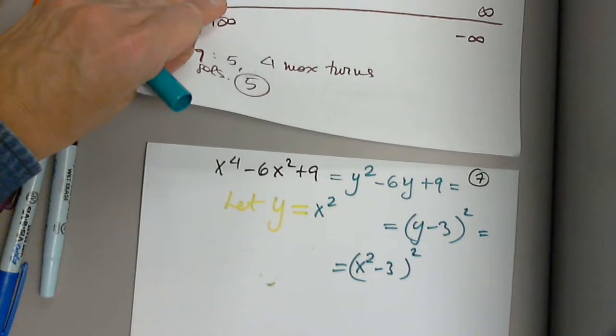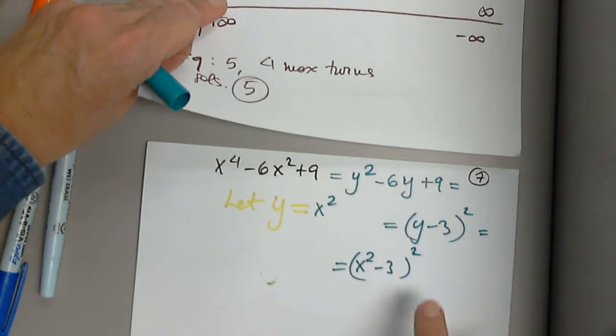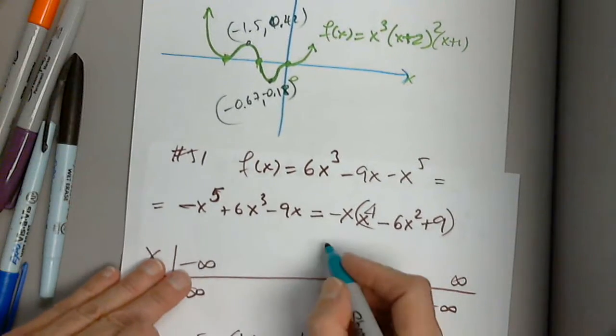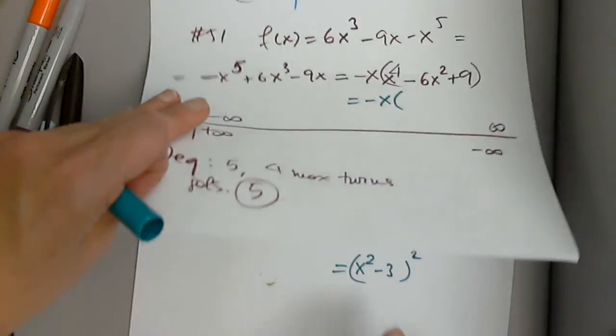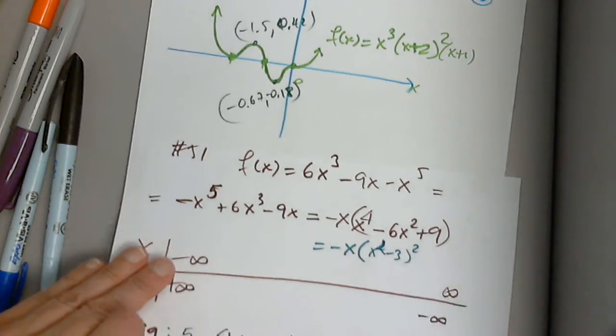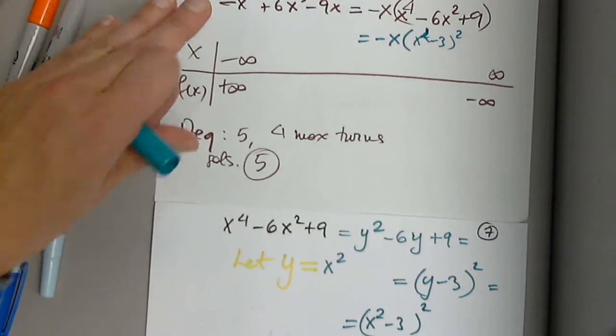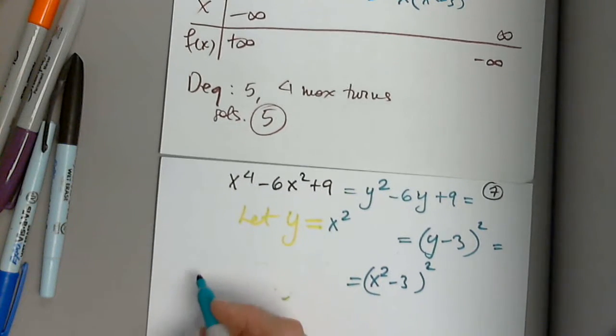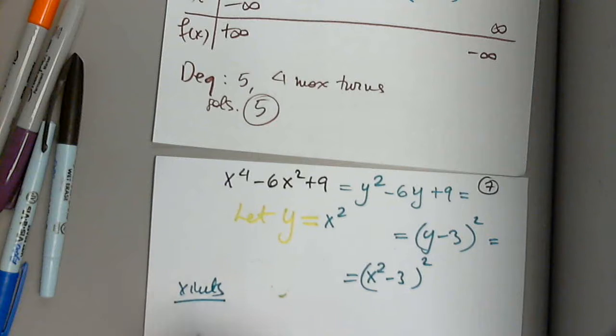I'm coming back to our function because I replaced y by x squared. So I'm coming back to our function, which is negative x and x squared minus 3, everything squared. Now we're ready for the x-intercepts.